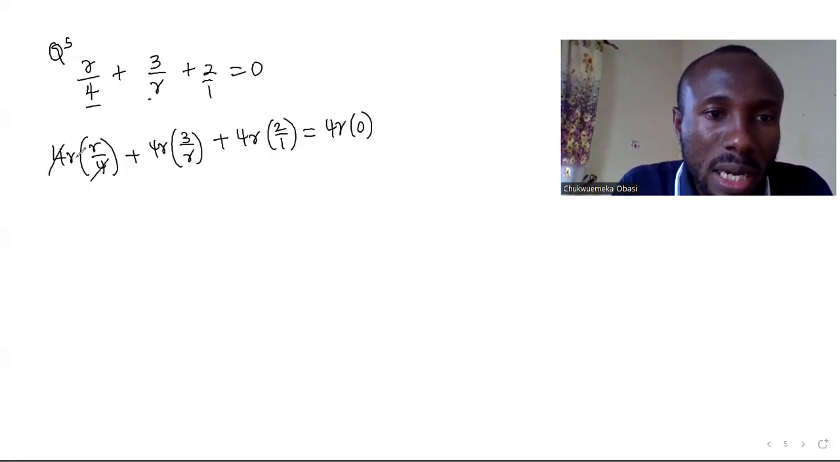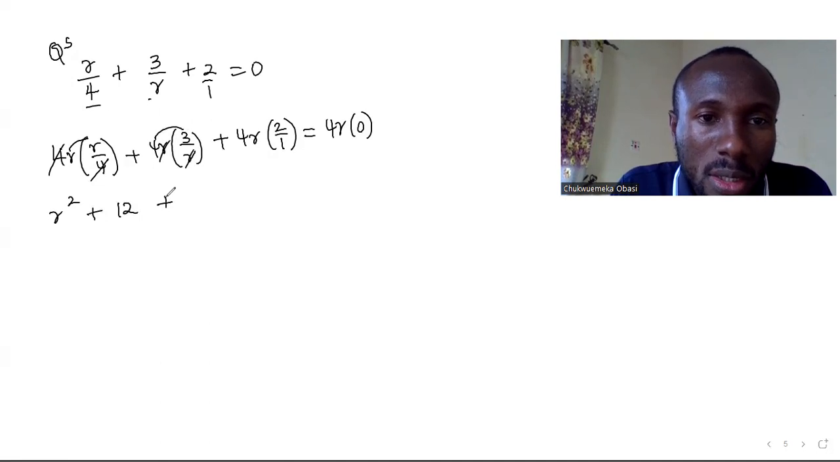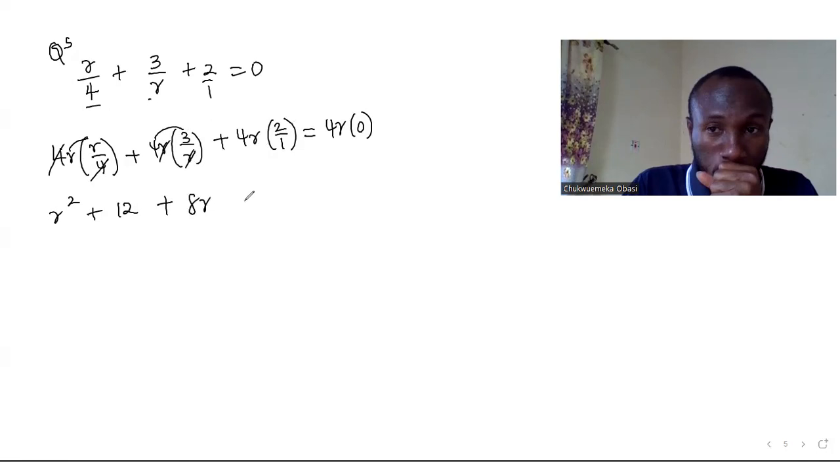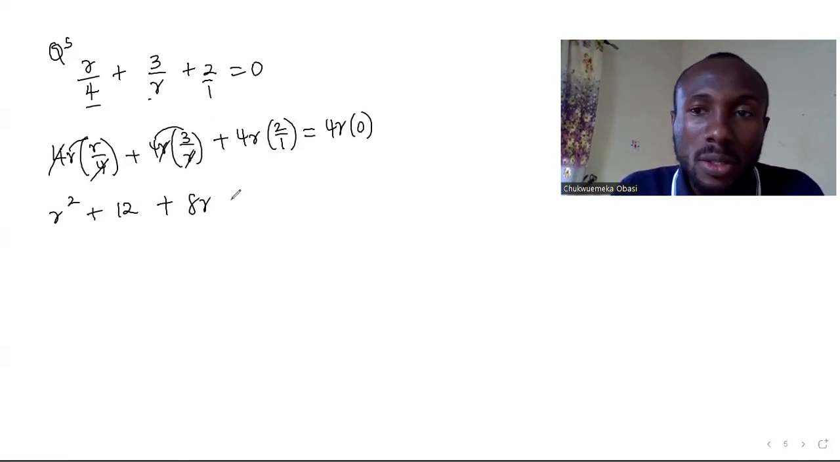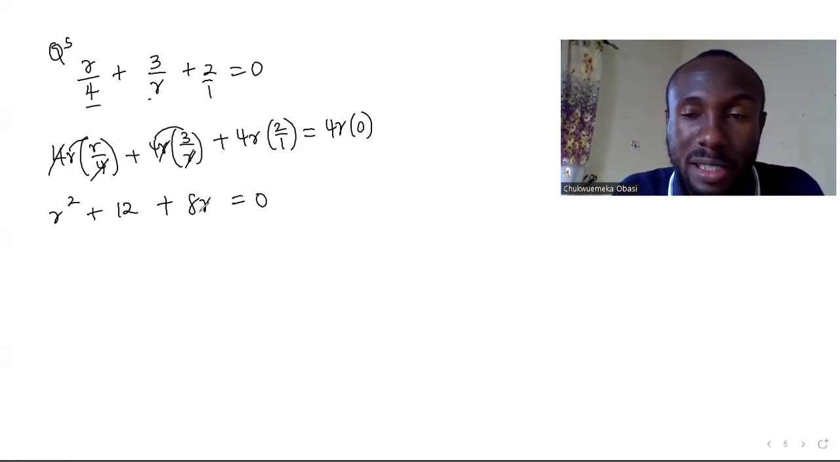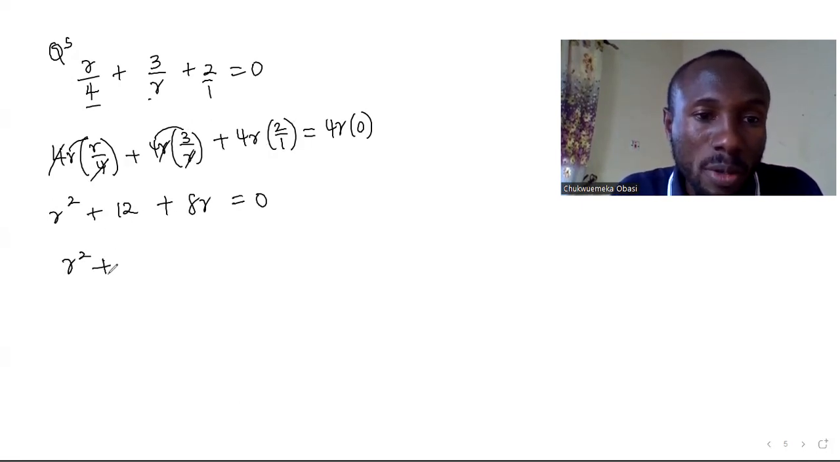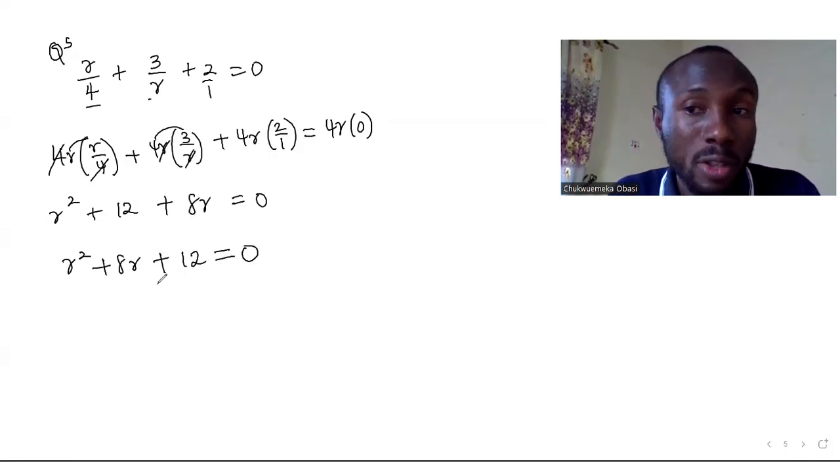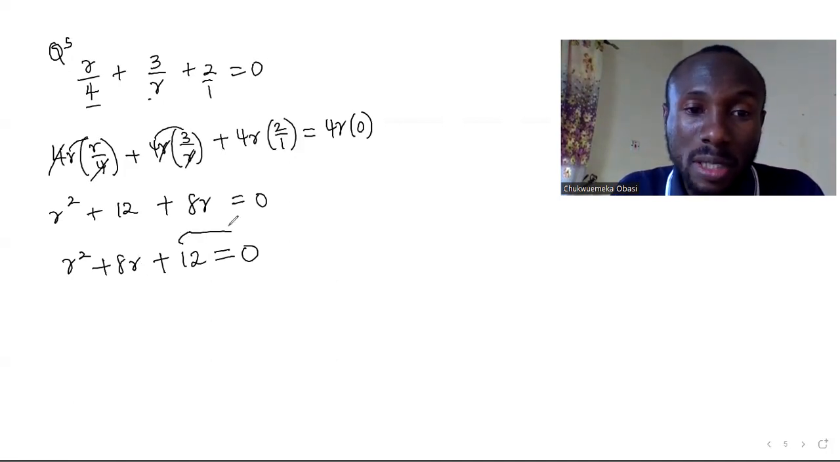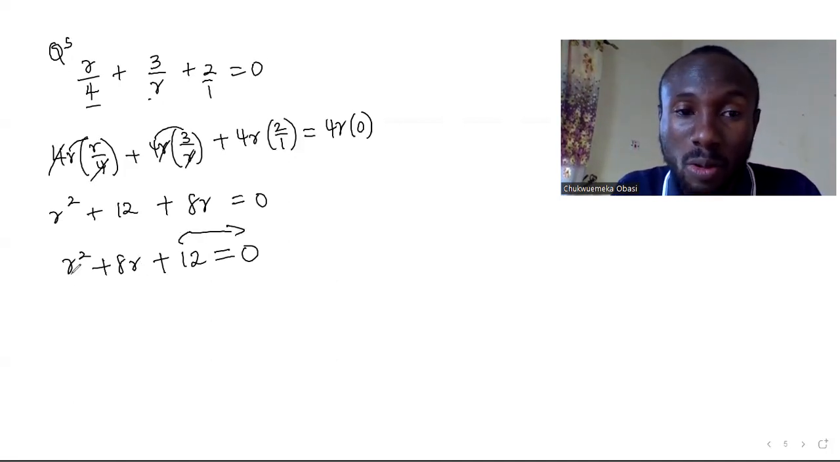This 4 is going to cancel out this guy. r times r will give you r squared. This r will cancel out this guy. 4 times 3 will give you 12. Then 4r times 2 will give you 8r, equal to 0. And now you arrange these guys in their standard form. So you have r squared plus 8r plus 12 equal to 0. Now, this is the familiar one, you know how to solve. You take this guy to this side, divide everybody by the coefficient of r squared, and go ahead and simplify so you get the answer.